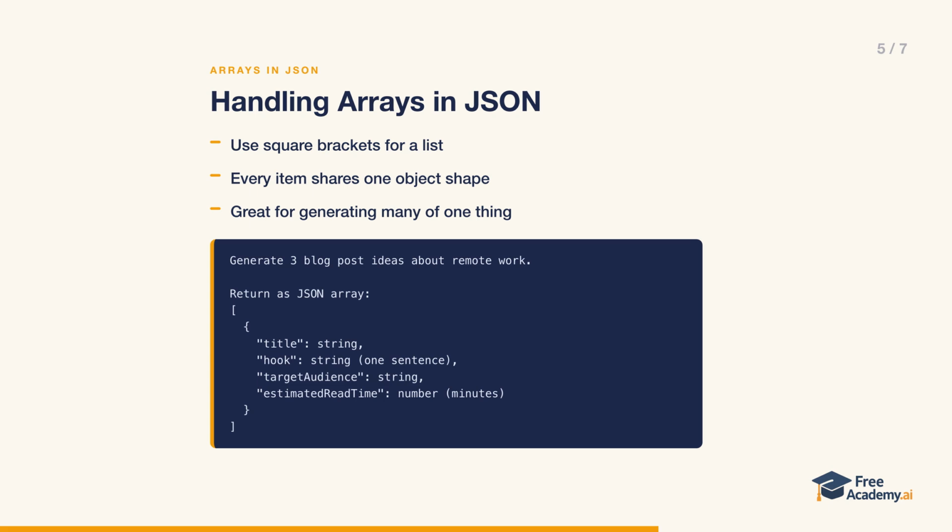In this example, we generate 3 blog post ideas about remote work and ask the model to return them as a JSON array. Notice the outer square brackets, which signal a list, and inside, each idea follows the same object shape: a title, a hook that's one sentence, a target audience, and an estimated read time as a number of minutes. Because every item shares the same structure, you can loop over the array in your code and handle each idea the same way. Whenever you're asking the AI to generate several of the same kind of thing, reach for a JSON array of consistent objects.